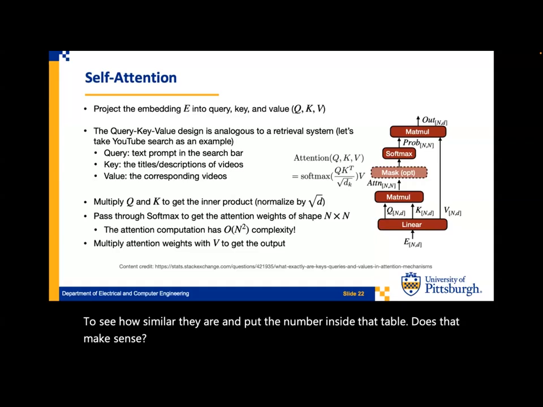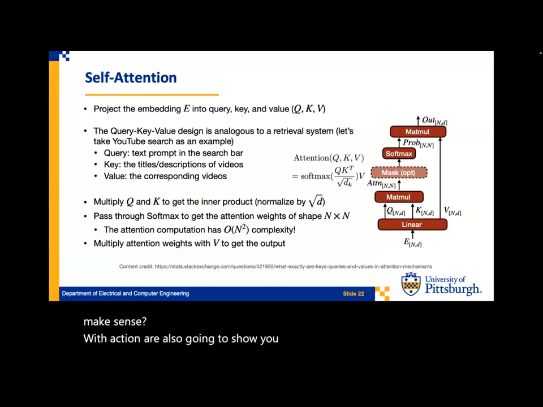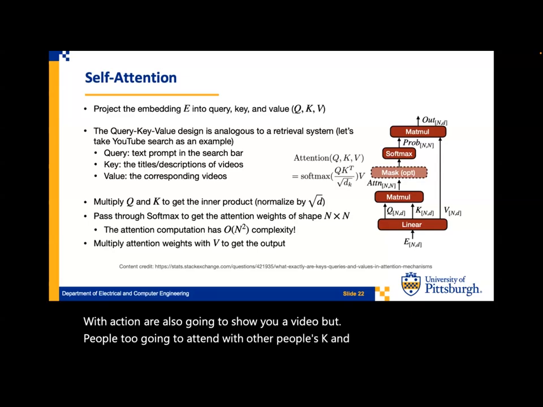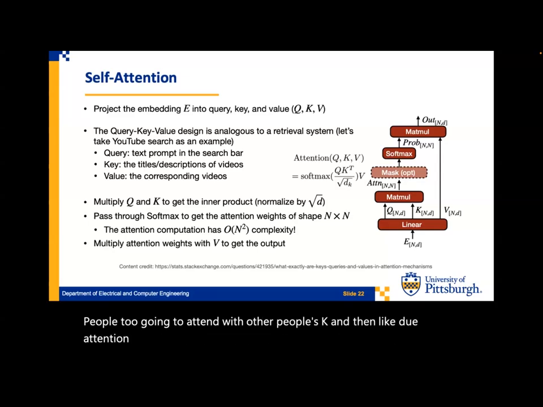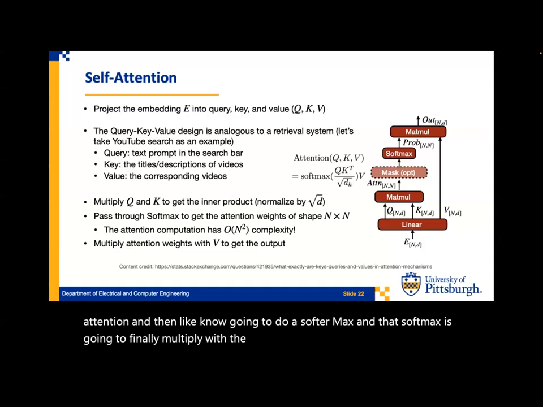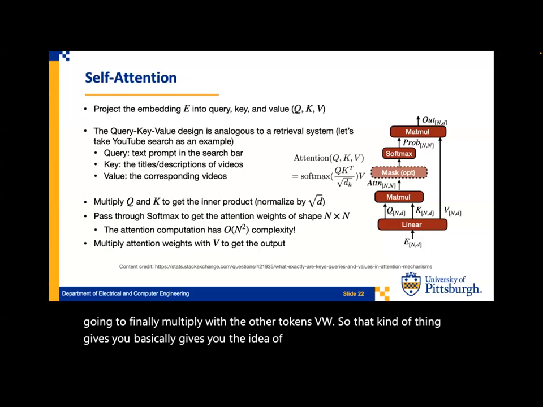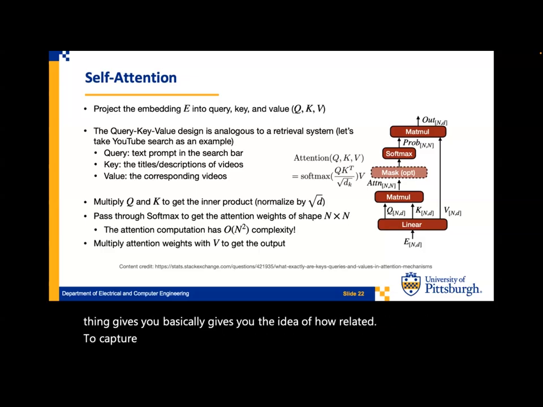I'm also going to show you a video. In the table, Q attends with other tokens' K, then goes through a softmax, and that softmax is finally multiplied with the other tokens' V. That gives you the idea of how related these two words are.